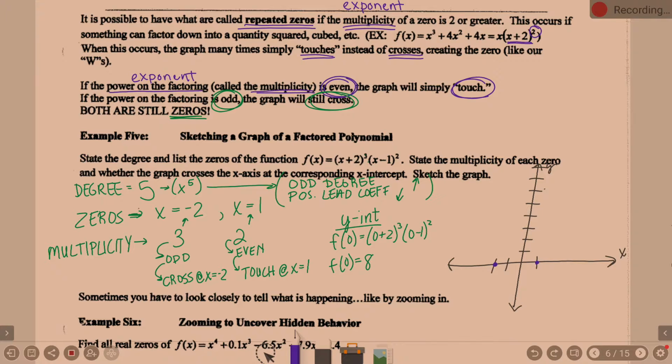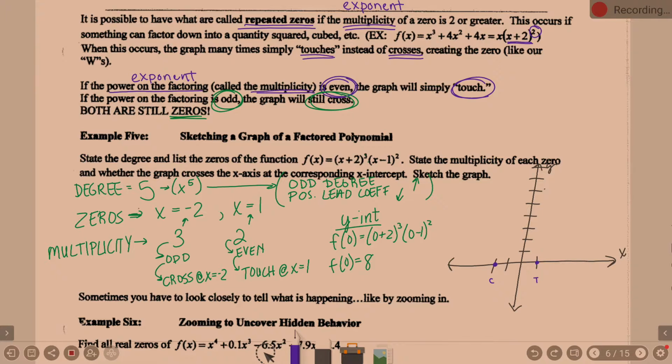At -2, I'm going to cross. And I usually do this in light pencil. When I'm doing this in my notes, I just put a little light C, because that's indicating to my brain that I'm going to cross. What am I going to do at 1? I'm going to touch. I can't really do a light little C and T, but I just lightly put it in there as a reminder to my brain that that's what I'm doing at that point. We're going to cross.